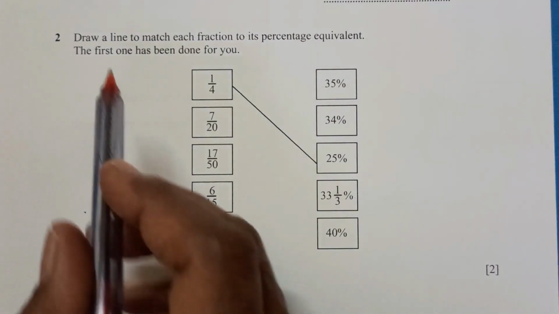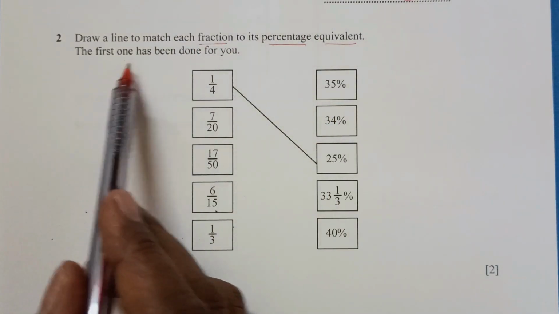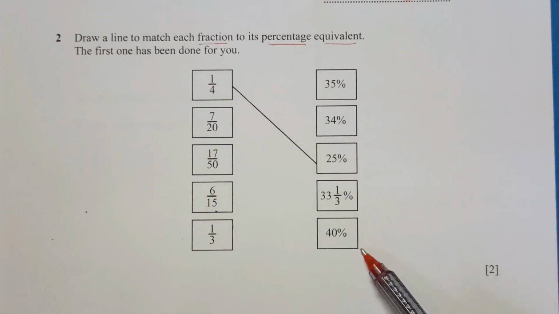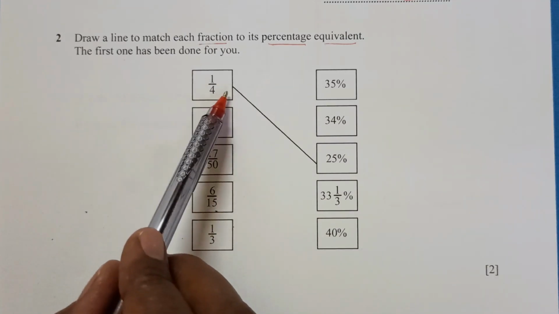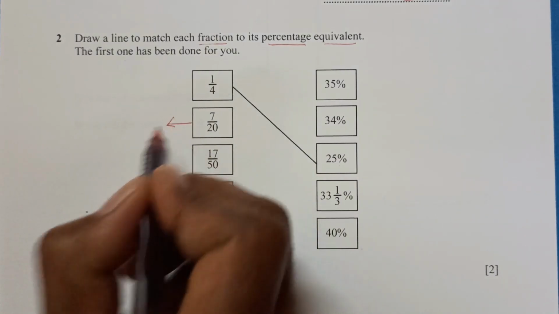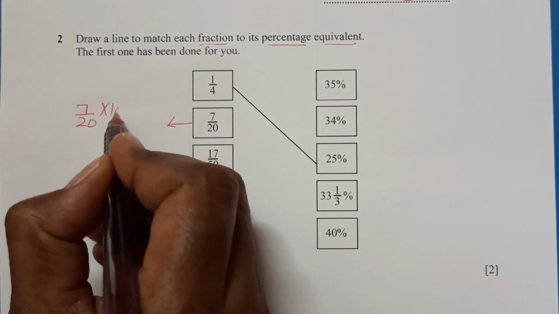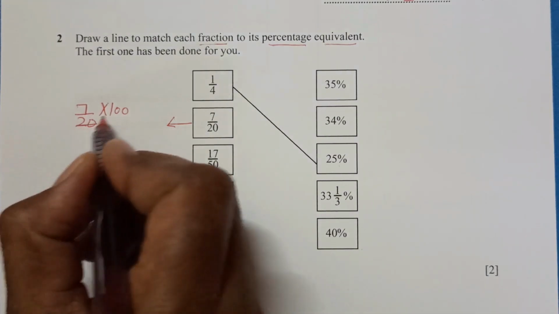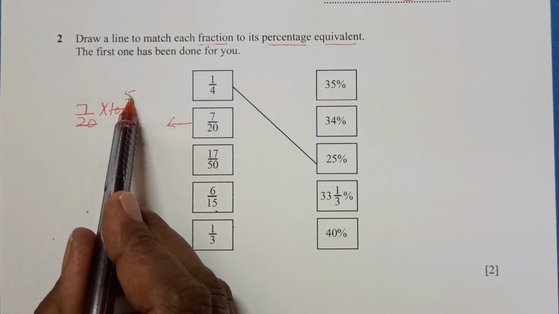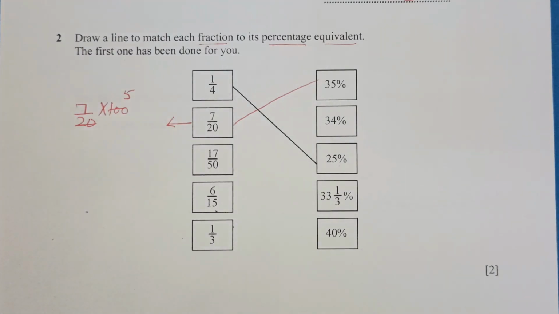Question number 2. Draw a line to match each fraction to its percentage equivalent. The first one has been done for you. So you can see we have fractions this side and we have percentage this side. So let's see, you are given this 1 by 4 is 25%. So 7 over 20, whenever you convert fraction into percentage, you need to multiply it by 100. So 20 times 5 is 100. So you have 7 times 5, which is 35. So this will be matched to this one, 35%.